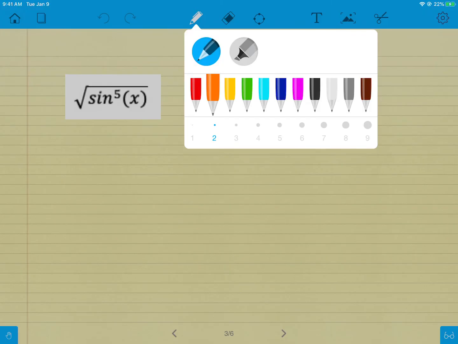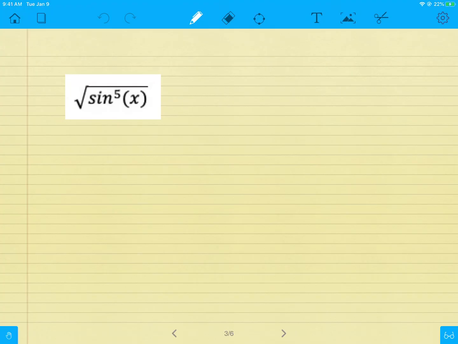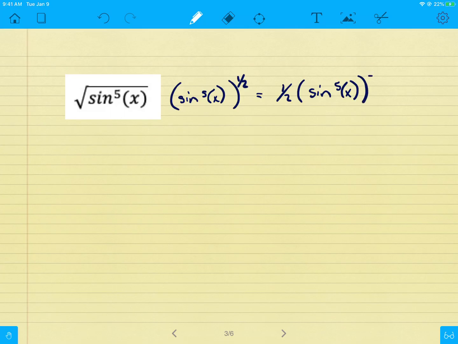I'll switch up the color here. Let's go blue here. All right, so we're going to do the chain rule on this one. Now, I'm going to rewrite this problem just a little bit differently so you can see this. Okay, so this is a chain rule. I put the half, that's the same thing as the radical sign. So the first step when I do the chain rule, you have to take the derivative of the outside, which is you drop the power out front, and then you subtract 1 off the power.